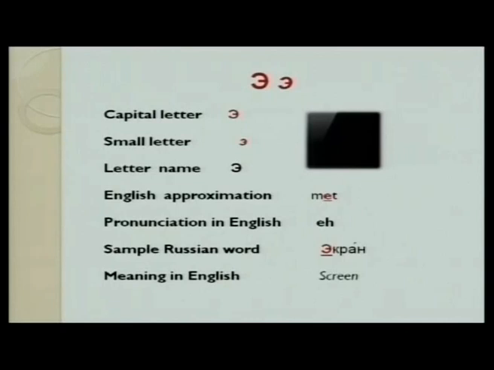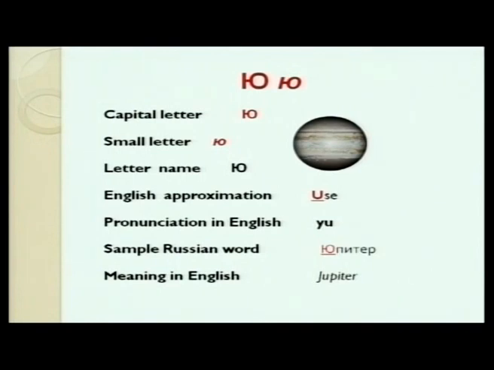Let us go to the next letter. The next letter of the Russian alphabet is a, like a in met. I will give you another example in Russian. The word is ekran, like a in ekran, which means screen. Let us go to the next letter of the Russian alphabet now. The name of the letter is U, like U in use. I will give you an example in Russian. The word is Jupiter, which means Jupiter.